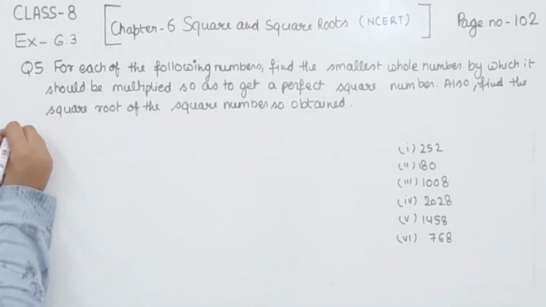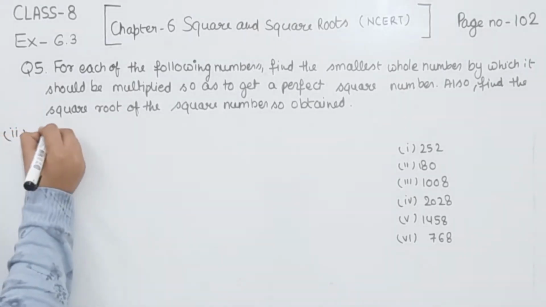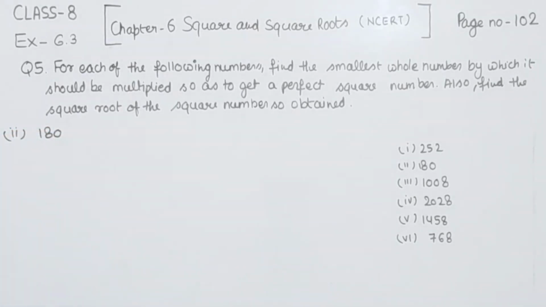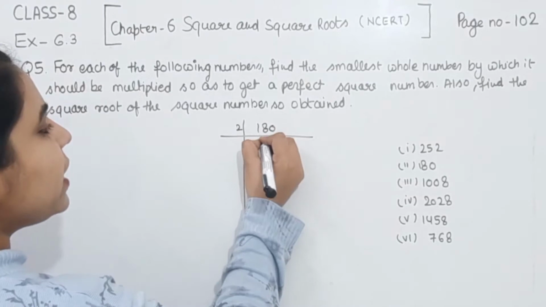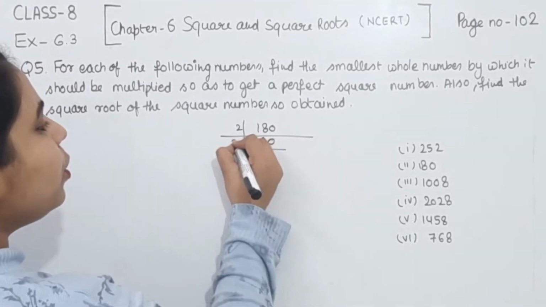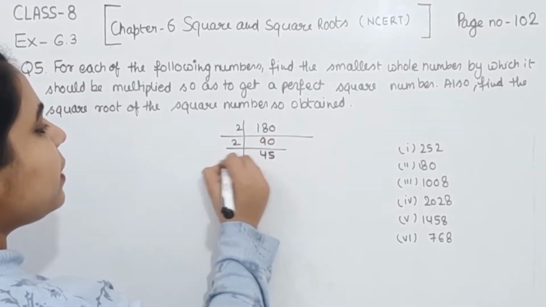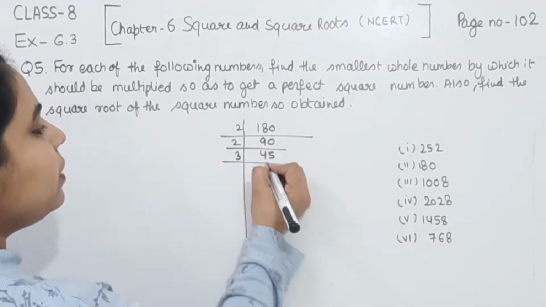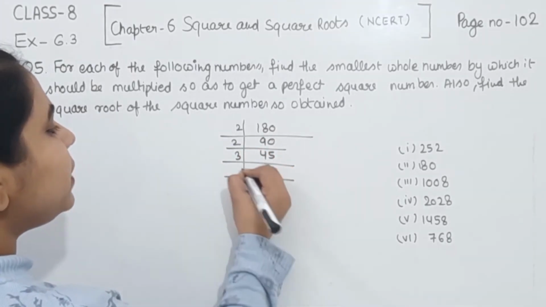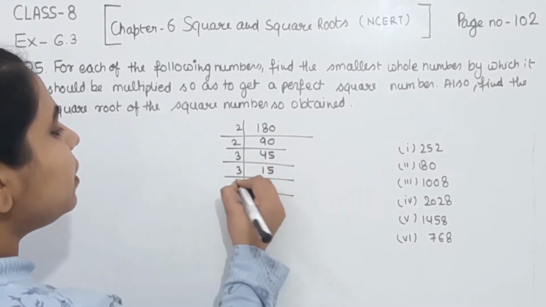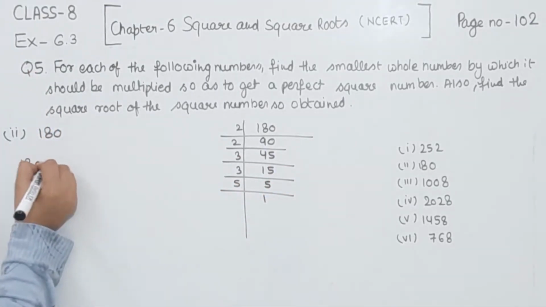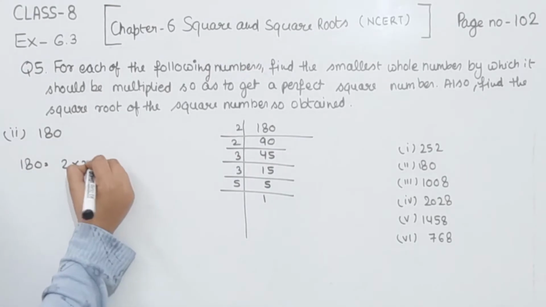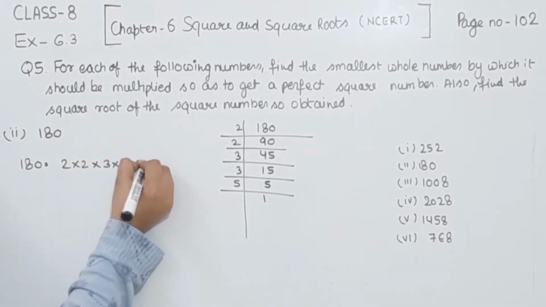Now comes to the part 2. The number we are having is 180. So we are going to find the factors of 180. Start with the 2. 2 nines are 18, 0. 2 fours are 8, remainder 1. 2 fives are 10. Now 3 ones are 3, remainder 1. 3 fives are 15 and 3 fives are 15. 5 ones are 5. So I am going to write here 180 is equal to 2 multiplied by 2 multiplied by 3 multiplied by 3 multiplied by 5.